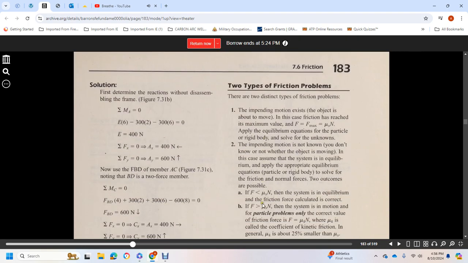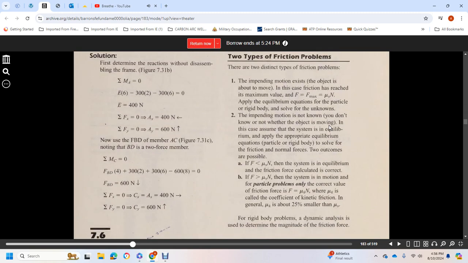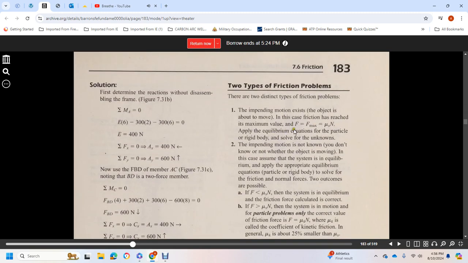Two types of friction problems. There are two distinct types of friction problems. One, impending motion exists for the object to move. In this case the friction force reaches its maximum value, F max, equal to the static coefficient times the normal force. Apply the equilibrium equations for the particle or rigid body and solve for the unknowns.